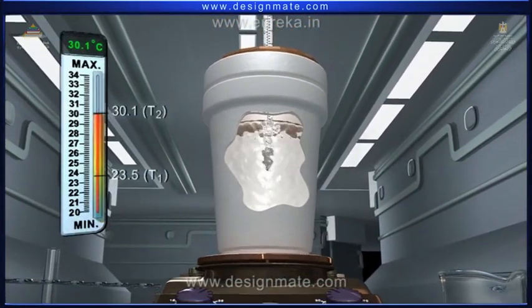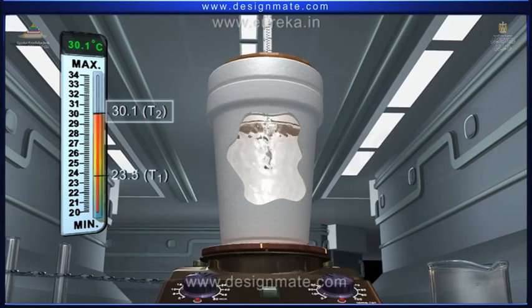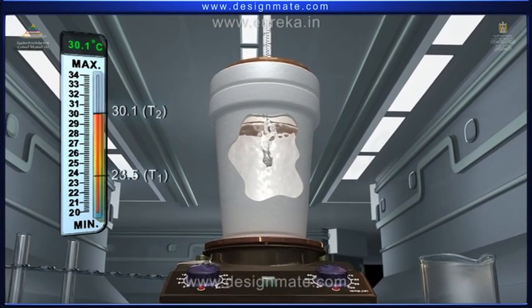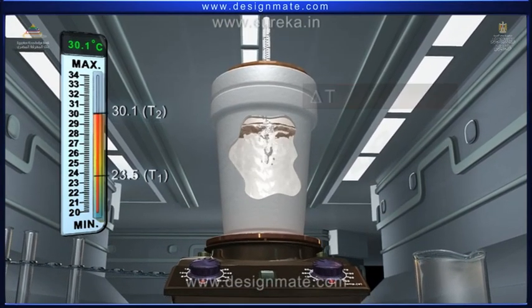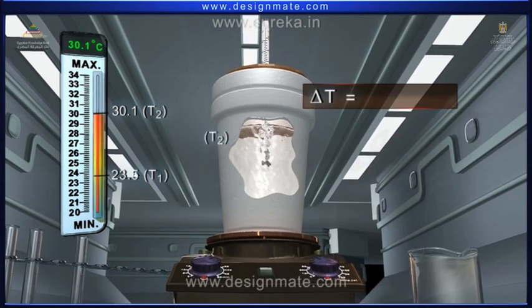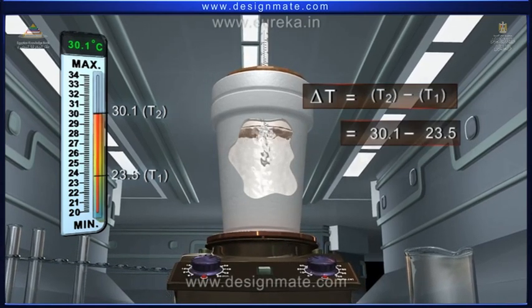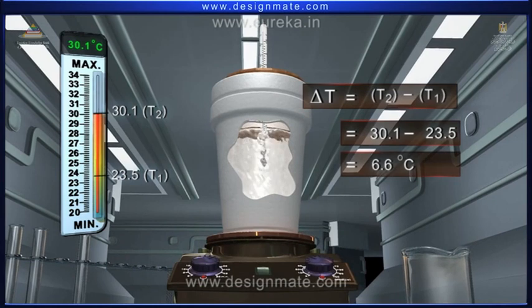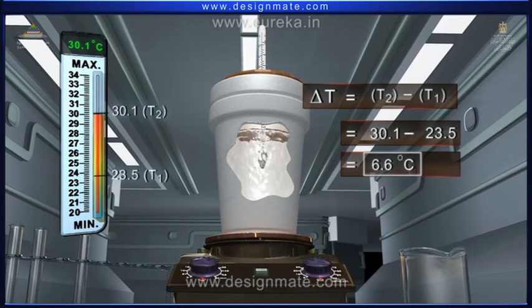Note down the temperature when it becomes steady. T2 is 30.1 degrees centigrade. Rise in temperature, delta T, is equal to T2 minus T1. Thus, delta T is equal to 6.6 degrees centigrade.